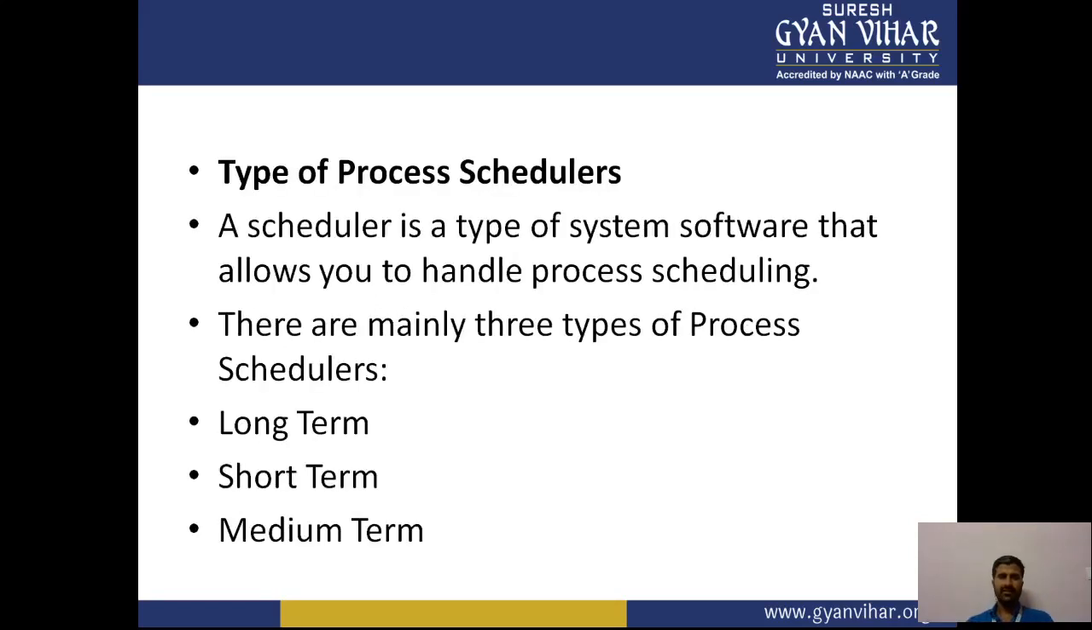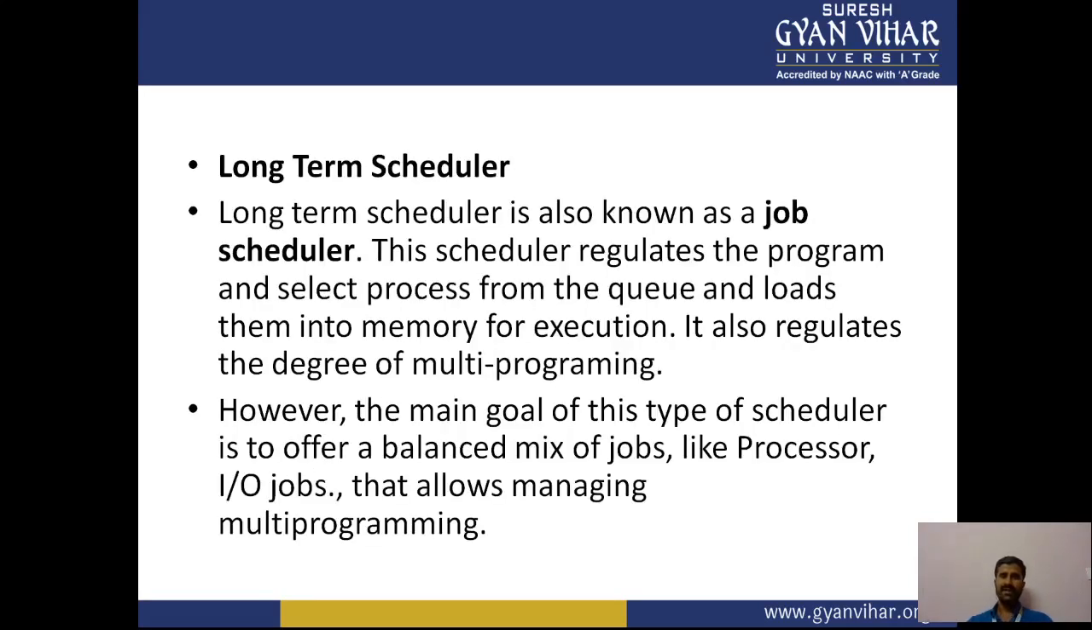We are going to discuss certain types of process scheduling. A scheduler is a type of system software that allows you to handle process scheduling. There are mainly three types of process scheduling: long term, short term, and medium term.